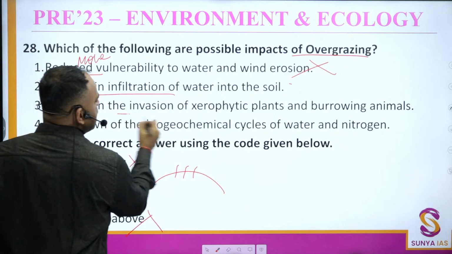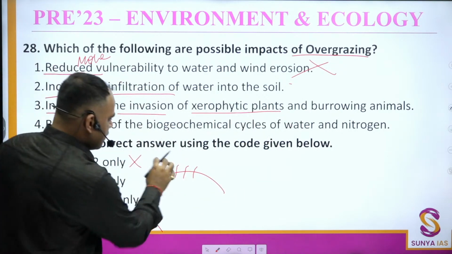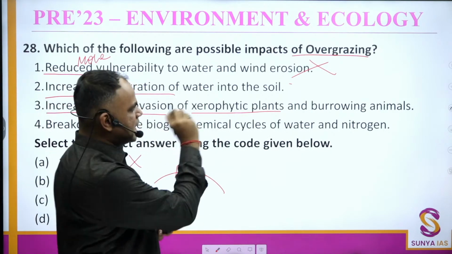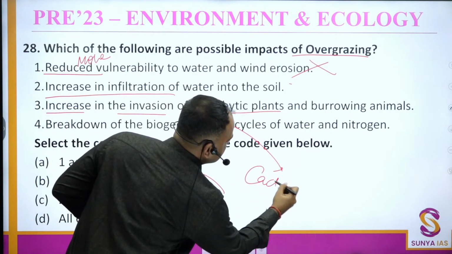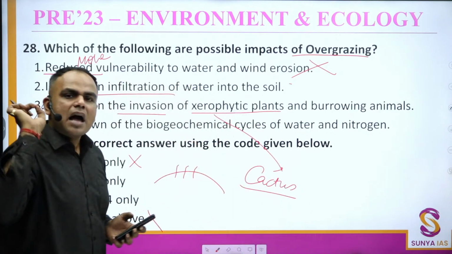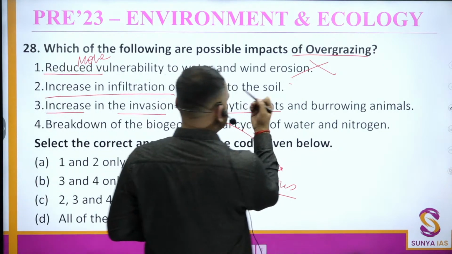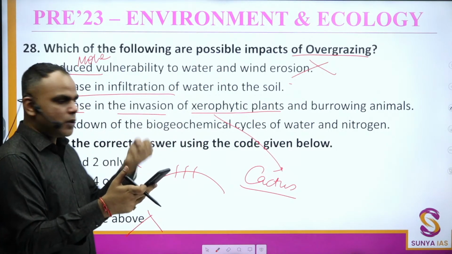Increase in invasion of xerophytic plants. Xerophytic plants, again, when you don't have proper vegetation, especially in these deserted lands, you can just think of an example like cactus. Cactus is xerophytic. Xerophytic means having or requiring very little water. So yes, this will be invaded by them.